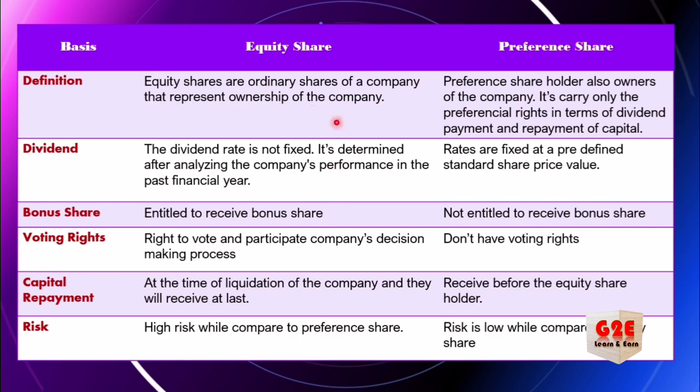Okay, and equity shares will have different types, and preference shares will also have different types. All of that we can look at in the next video, and from there you can understand whatever types are available. Okay, and from the bonus point of view, equity shareholders are eligible to receive bonus shares, but preference shareholders are not eligible to receive bonus shares.